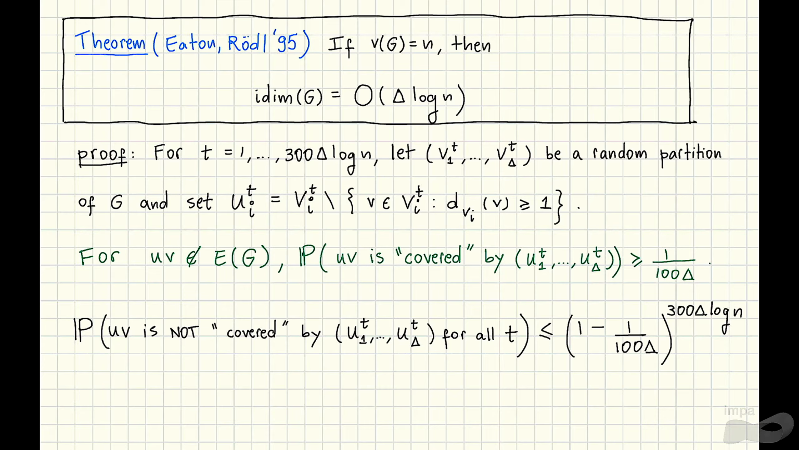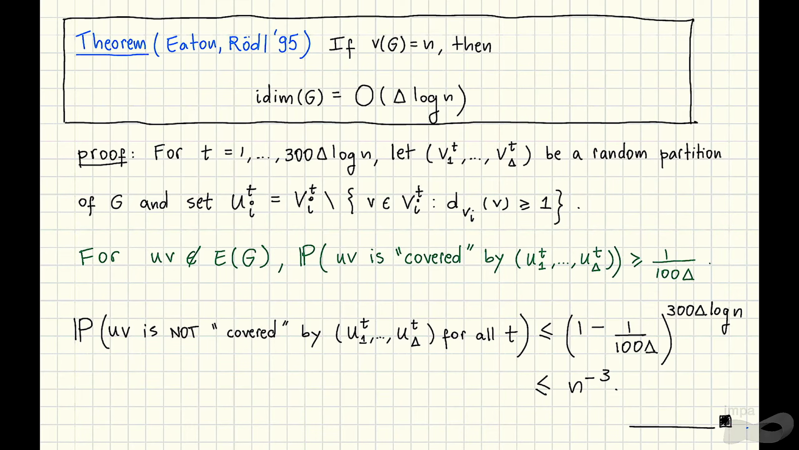Now, what is the probability that UV is not covered by any of these collections of vertex disjoint independent sets? Well, they are all independent of each other, so we just have to take the complement of the probability there in green, to the power the number of partitions we have. So this is (1 - 1/(100Δ))^(300Δ log n), and this is at most n^(-3).